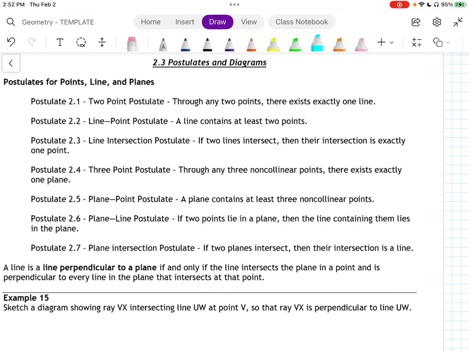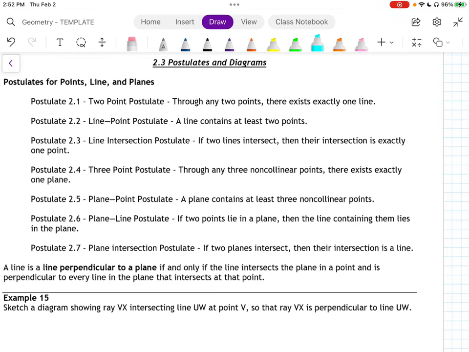The plane point postulate. A plane contains at least 3 non-collinear points, right? And that should make sense, right? It actually is a lot more than that, but you should be able to pick out 3 points that are on that plane. The plane line postulate. If 2 points lie in a plane, then the line containing them lies on the plane.